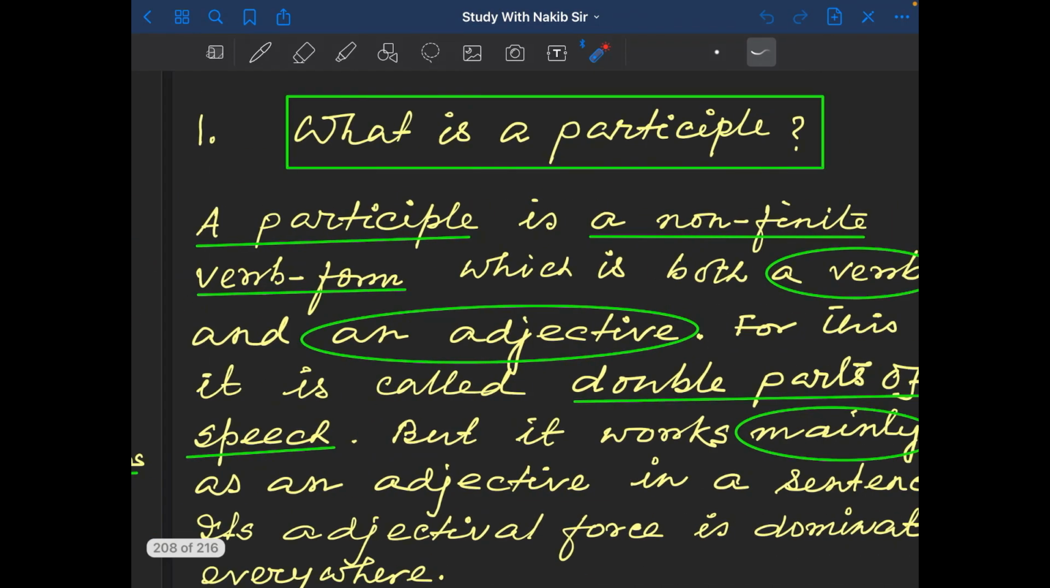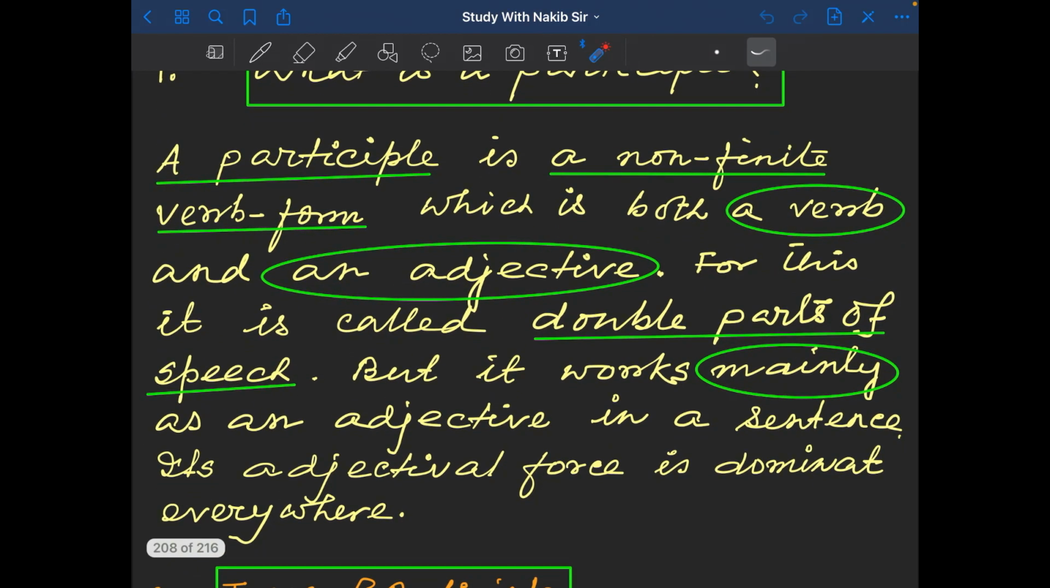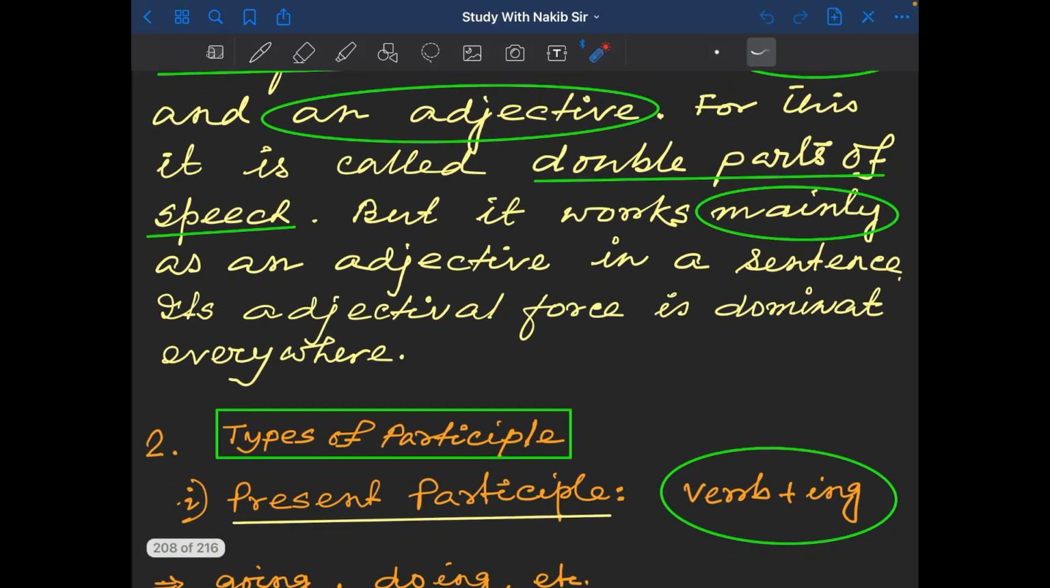Participle. Okay. Now, what is a participle? Very easy. A participle is a non-finite verb form which is both a verb and an adjective. For this, it is called double parts of speech. But it works mainly as an adjective in a sentence. Its adjectival force is dominant everywhere. So this is participle. Now, types of participle.